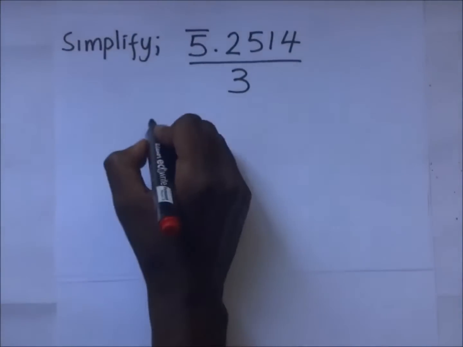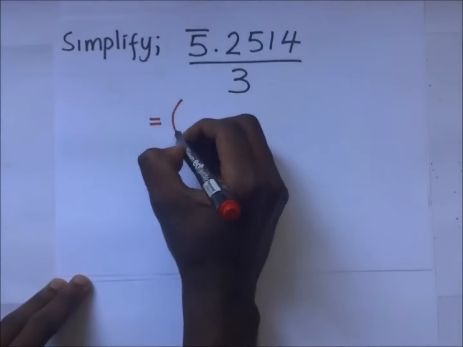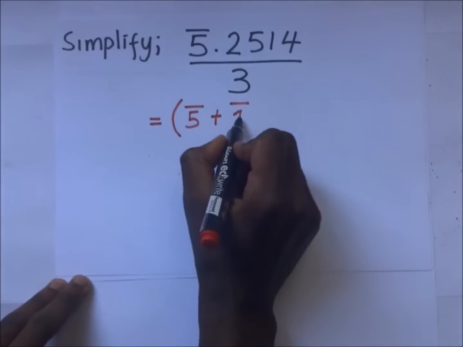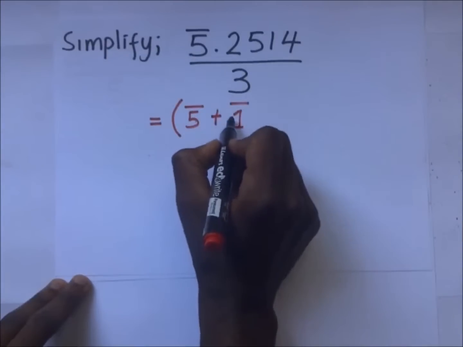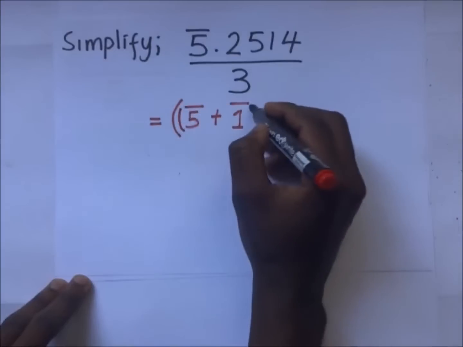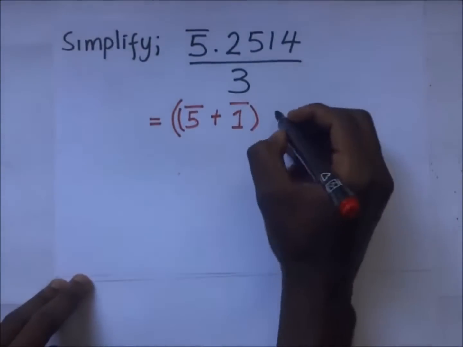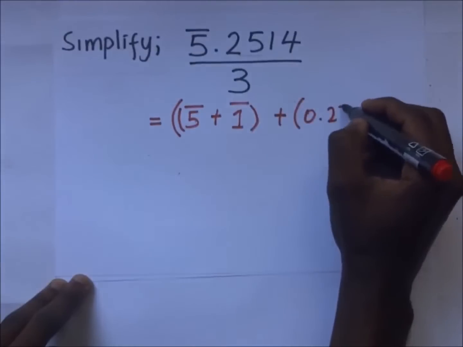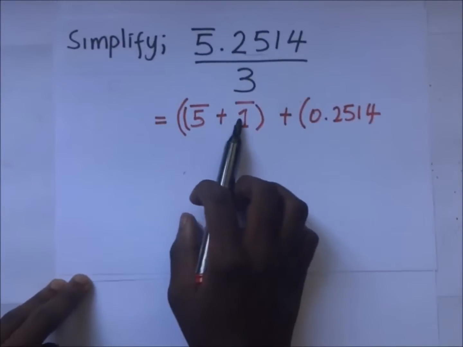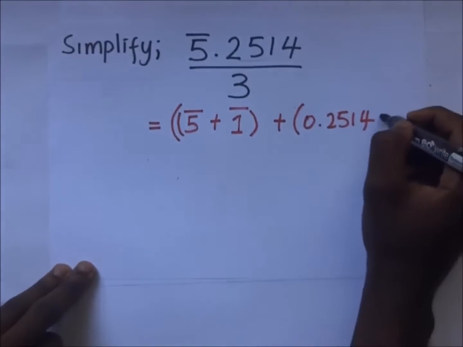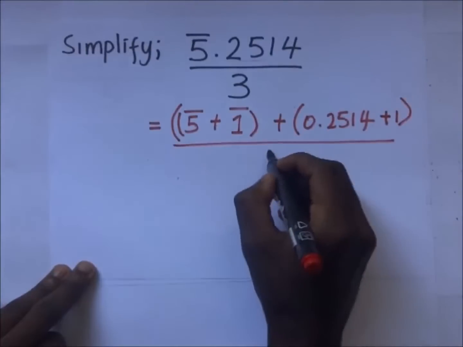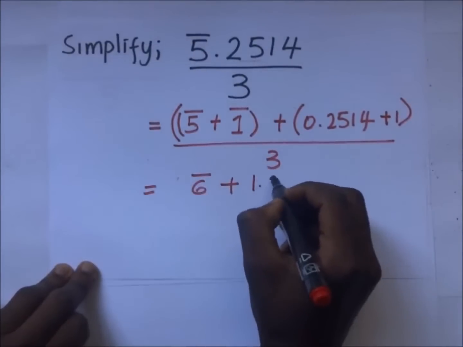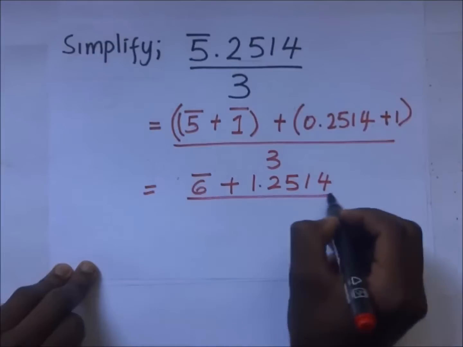So in our example, our next step is that we're supposed to increase this. So this is going to become 5 bar plus 1, because 5 plus 1 is going to give us 6, and 6 is divisible by 3. Then that is going to be the characteristic. We deal with it independently. Then it's going to be plus this other 0.2514. Now since we added 1 here, we're supposed to also add 1 here to make the whole thing uniform. Divide that by 3. So definitely here what we have is 6 bar plus 1.2514. Divide that by 3.